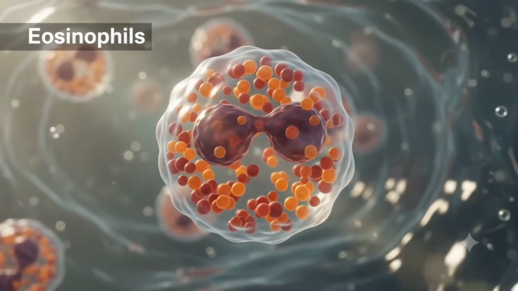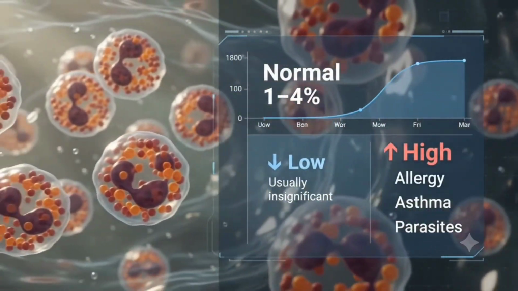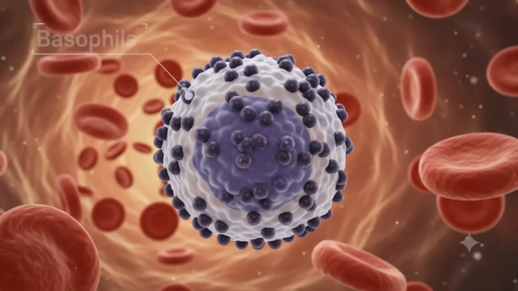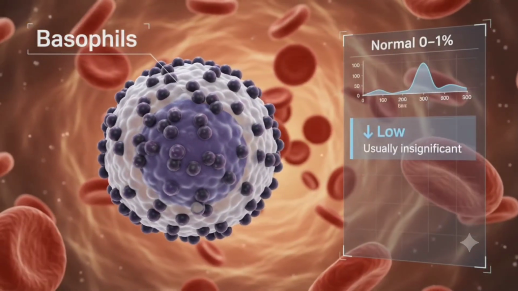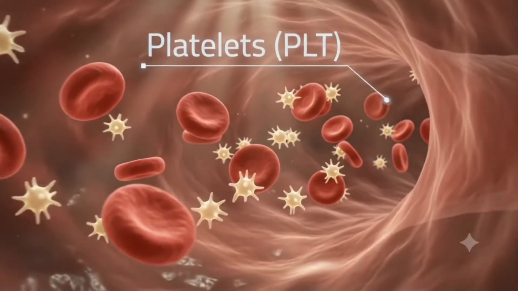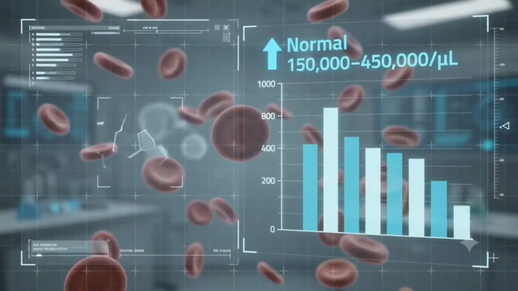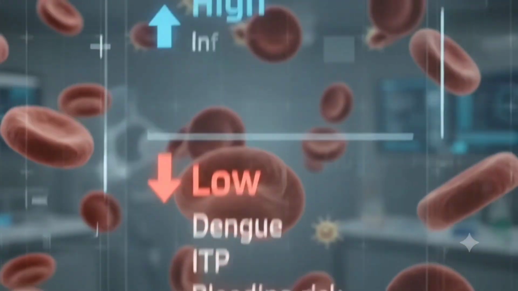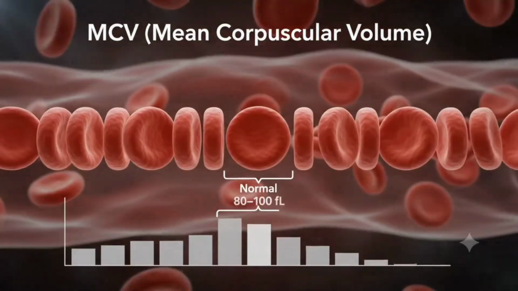Eosinophils increase mainly in allergies, asthma, and parasitic infections. Basophils release histamine during allergic reactions. Platelets help stop bleeding by forming blood clots. MCV measures the average size of red blood cells.